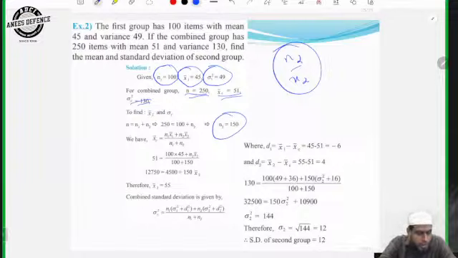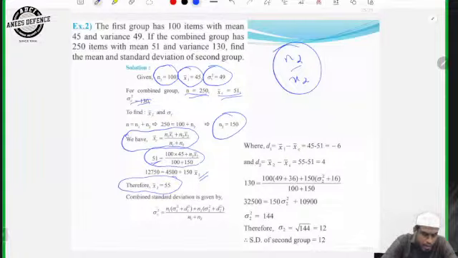Xc bar, the combined mean, can be represented as n1 x1 bar plus n2 x2 bar divided by n1 plus n2. So the combined mean is given as 51, n1 is 100, and n2 is 150. Just put the values here and you will be able to get the value of x2 bar, which is equal to 55.